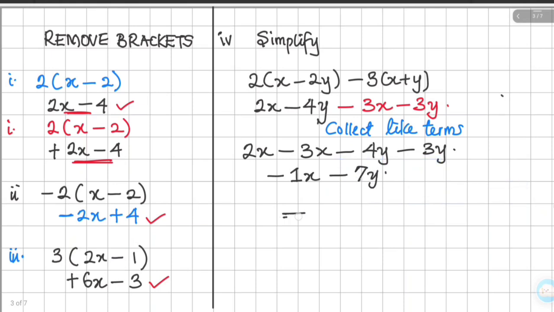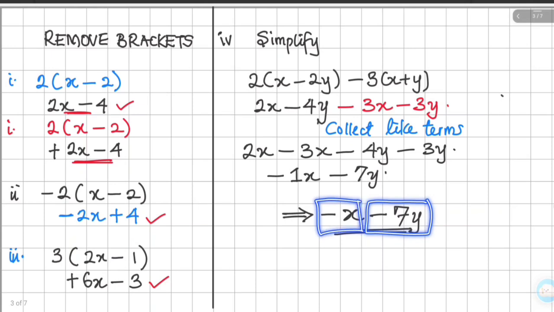Lastly, we can write it in this form: negative 1x can be written as ordinary negative x, then minus 7y. This is the final stage where we stop. We stop here simply because negative x and minus 7y are not like terms. Therefore, we cannot add or subtract them. If we cannot add or subtract algebraic terms, then we stop there. Hence, this is our final and correct answer.